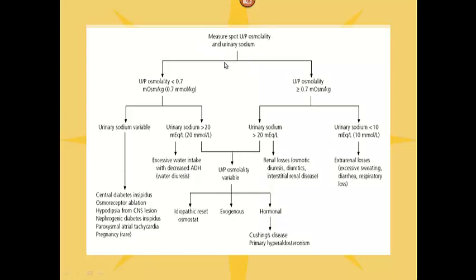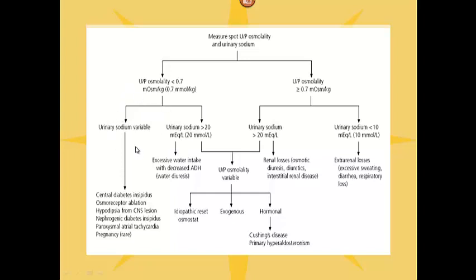So when you interpret different causes of hypernatremia, you also need to consider the urine sodium level. You do a spot urine sodium, and if the urine sodium is elevated, that means the patient is having an excessive water intake, and this might be due to decreased ADH. This is the actual compulsive drinking of water without thirst.